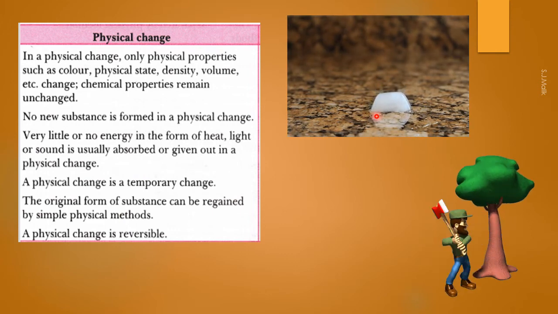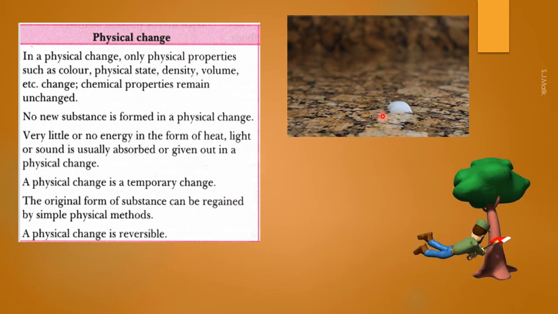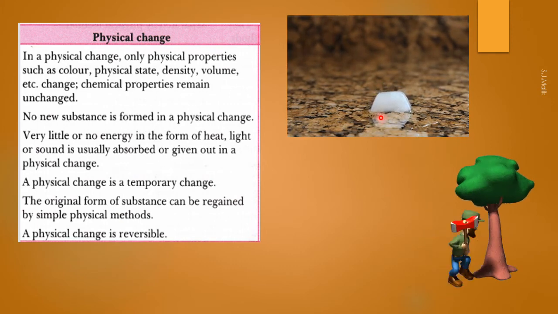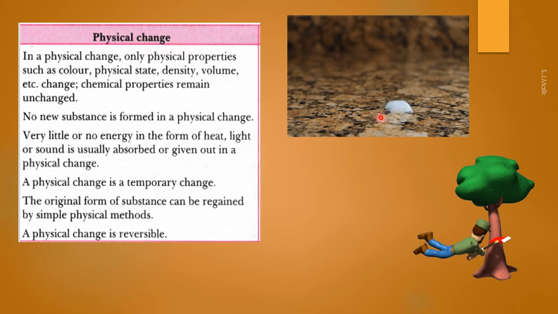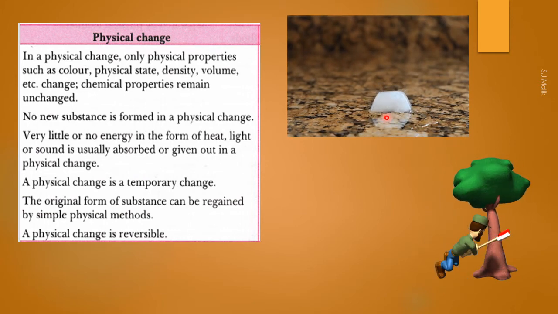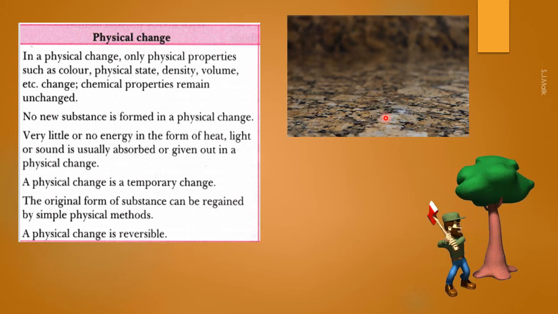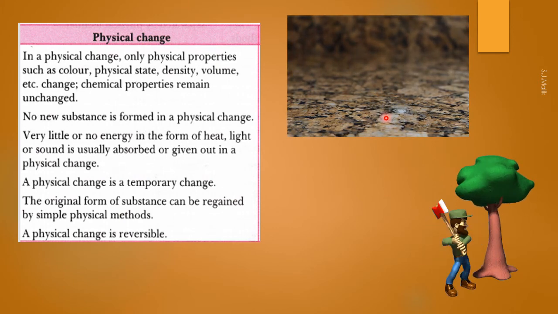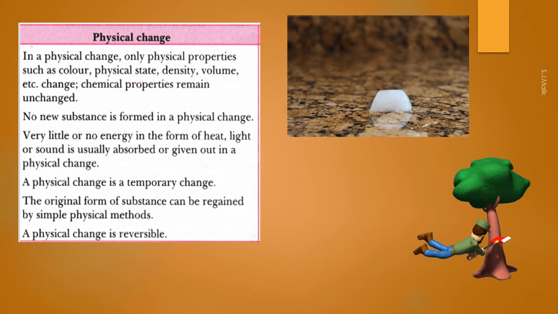Cutting of wood. When we are cutting the wood, only shape of the wood is getting changed. Properties of the wood are not getting changed, no matter what we do with this wood. If we use it in furniture or for other purposes, only physical properties will be changed, but the chemical property of wood will not be changed. So that is physical change.